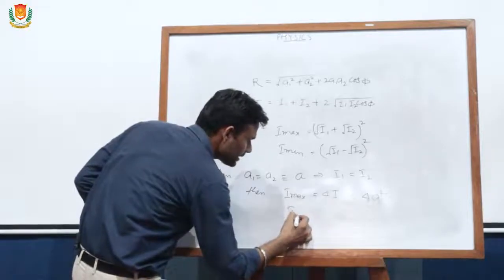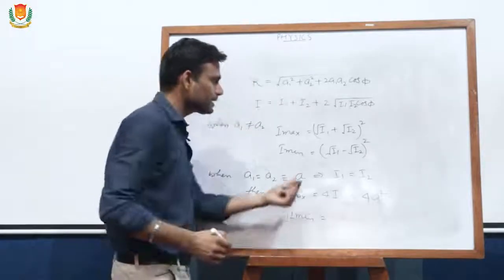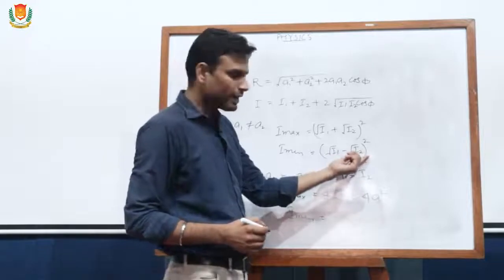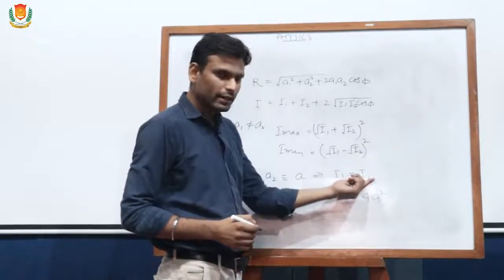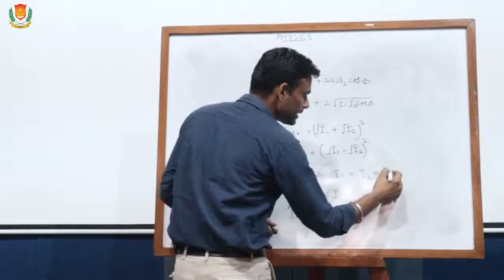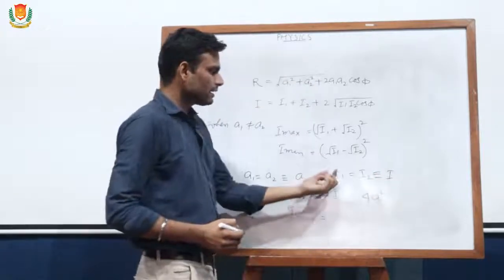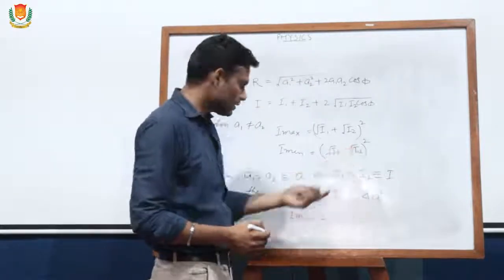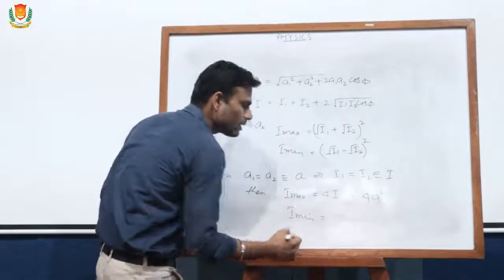Similarly, what will be the minimum intensity? Square root of I1 minus square root of I2. Since I1 is equal to I2 and we are calling it I here, square root of I1 minus square root of I2 will be 0. So the minimum intensity was 0.